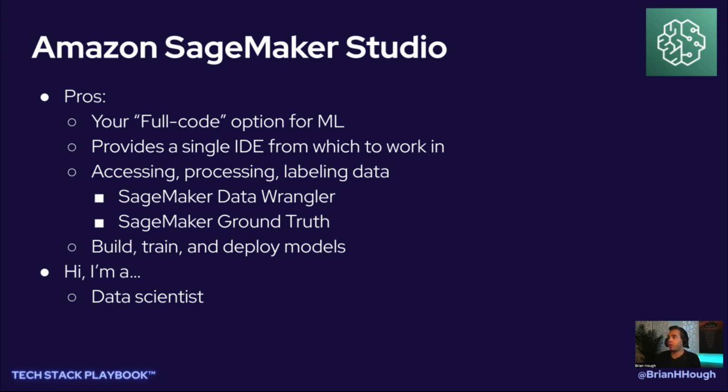So for SageMaker Studio, this is your full code option for machine learning. We went from low code, no code to now full code, where you're writing Python, pandas, maybe updating tables for your data set. You can do all that type of stuff with SageMaker. It provides a cloud-based IDE to work from, and then you could be accessing data, processing data, labeling data. SageMaker Data Wrangler and SageMaker Ground Truth are ways to do that.